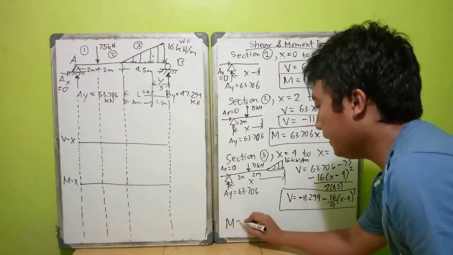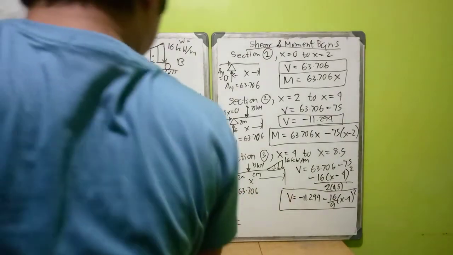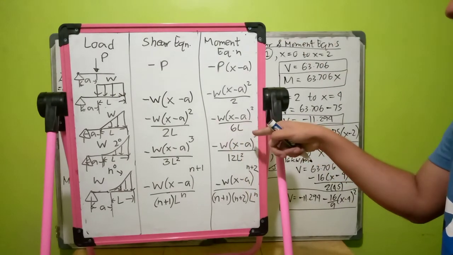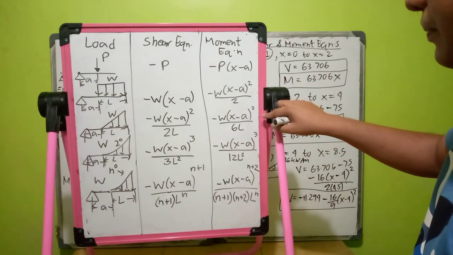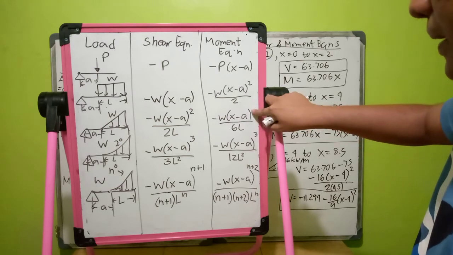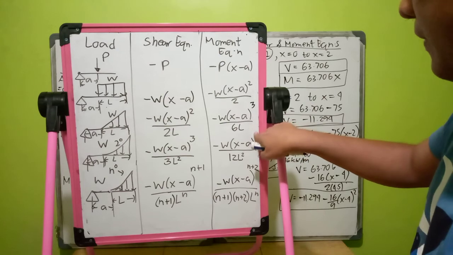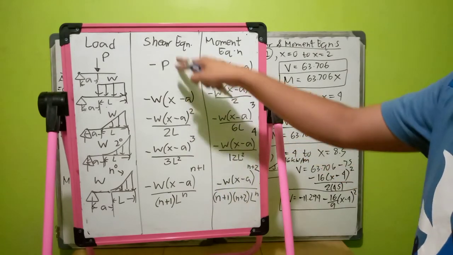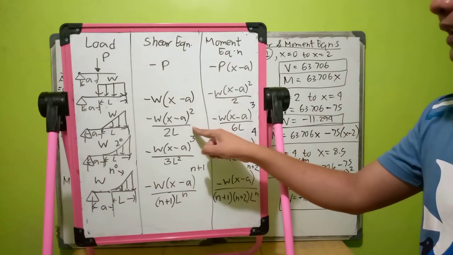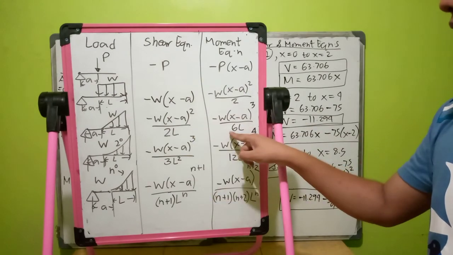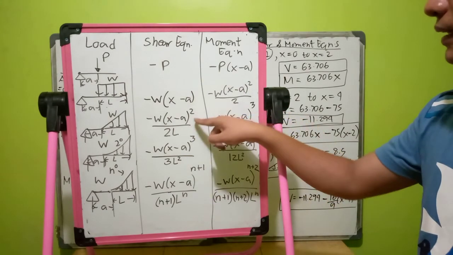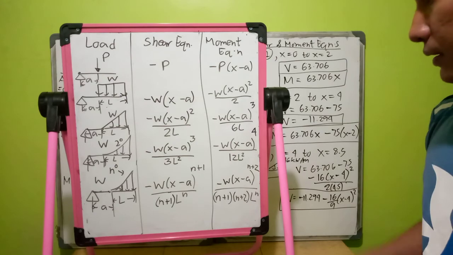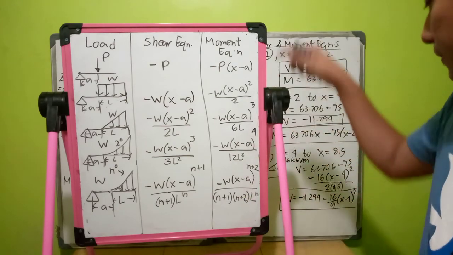What about your M? Your M is from this. If it's triangular, here, negative W times x minus a. It should be 3, and this is 4, so may I correct myself, this is 4. Cubed, since the integral of your shear equation is your moment equation, so it should be integrated. You integrate this one, you get this one, and so on. So 6L, and the power of 3.